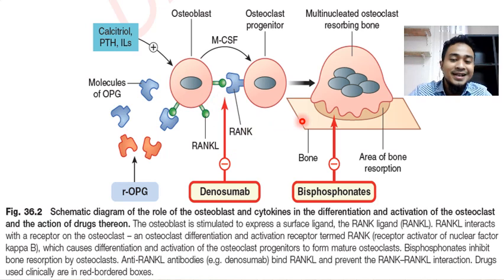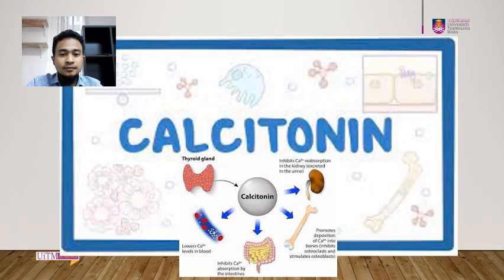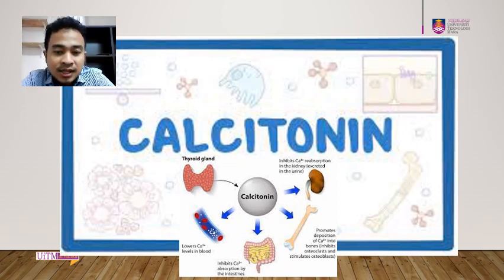Before that, this is the schematic diagram regarding how it works. Okay, the bisphosphonate function is that the bone resorbing osteoclast is triggered to undergo apoptosis. Okay, this is the second type of drug, which is calcitonin.